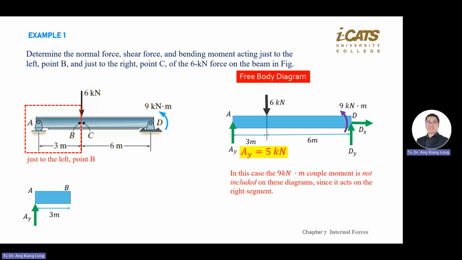So here I just put a statement. The moment of 9 kilonewton meter, we do not include in this diagram because it's involved with the right segment. So again, we are cutting, right? Normal force always points out from the surface, so there's an NB. So there are three forces: normal force, shear force, and moment always come together when you cut the opening, right?